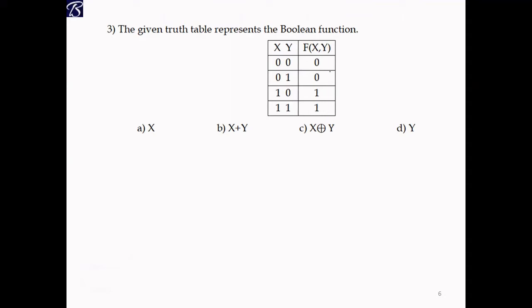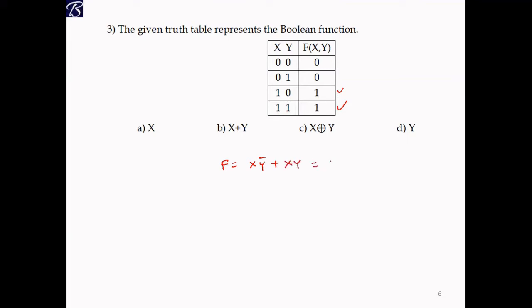In this problem, a truth table is given. We need to find out the expression for F. So considering this one and this one, let us write the equation for F. F is X Y bar plus this minterm. This is X into Y. Both are ones. That's why X into Y.